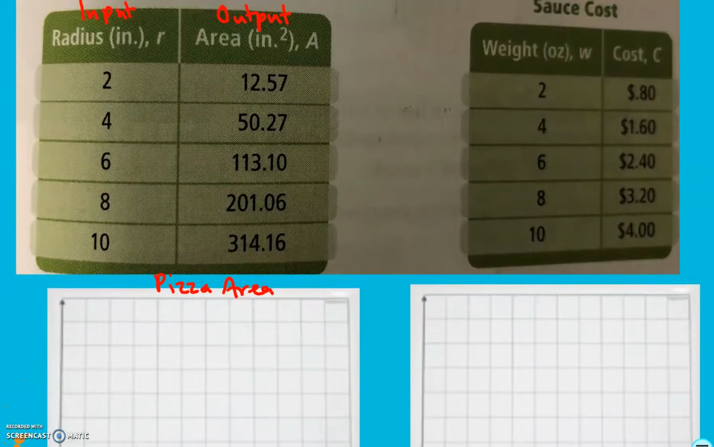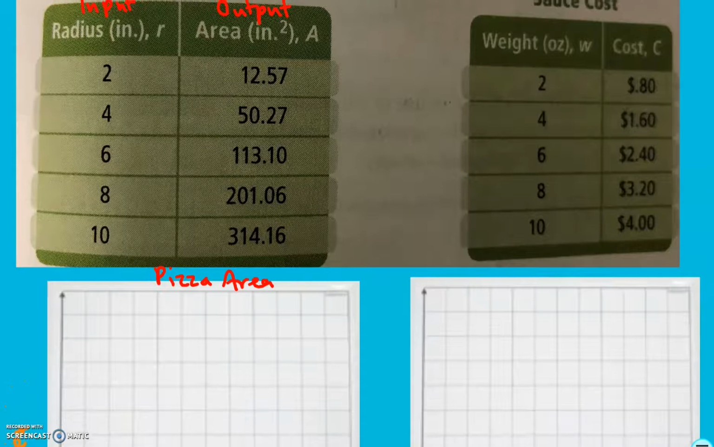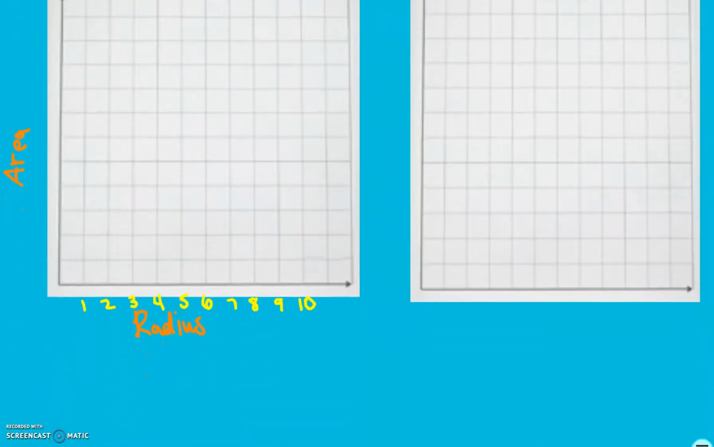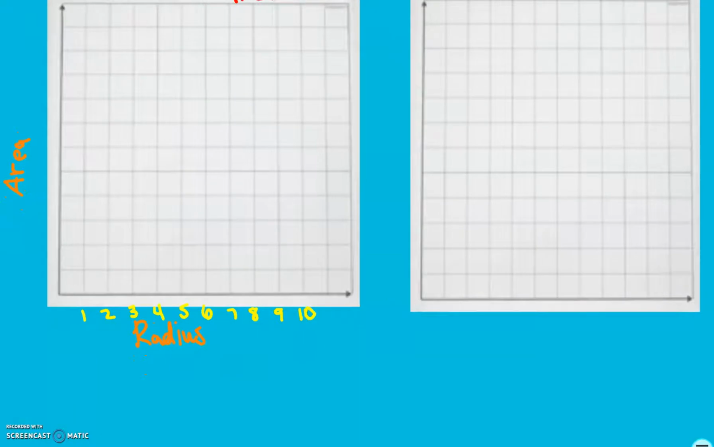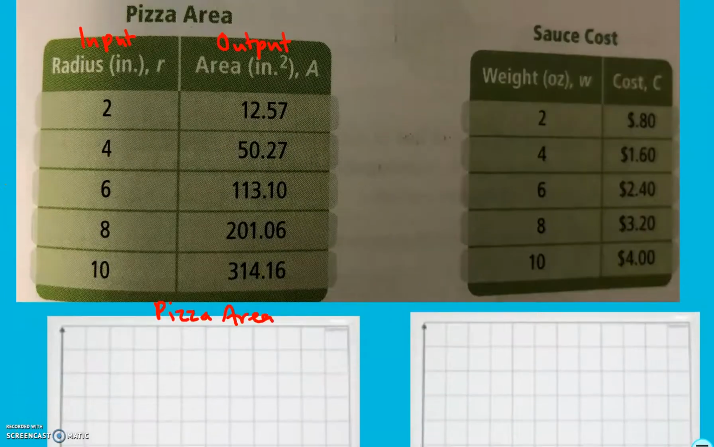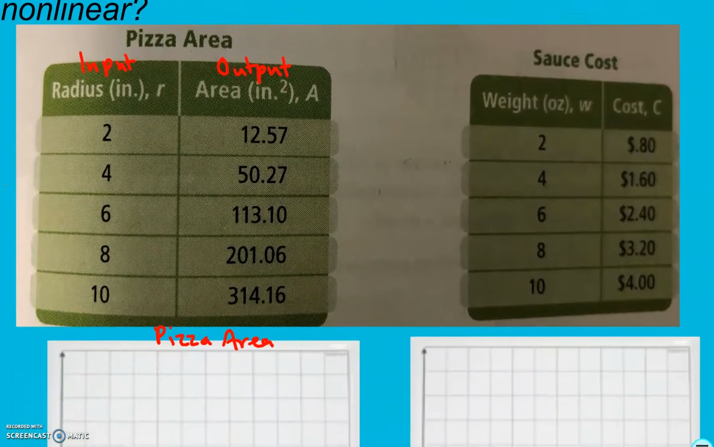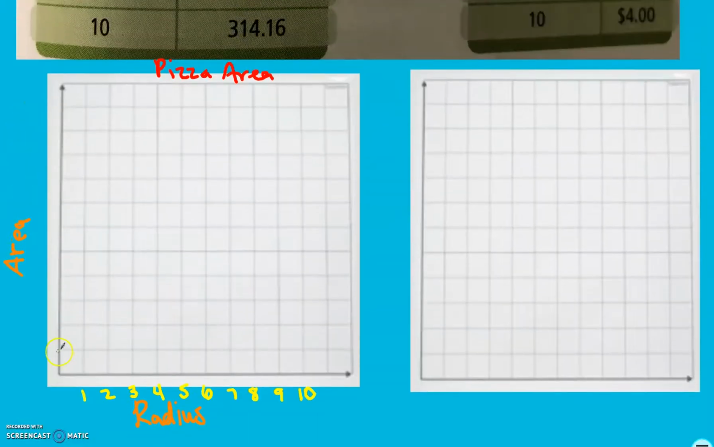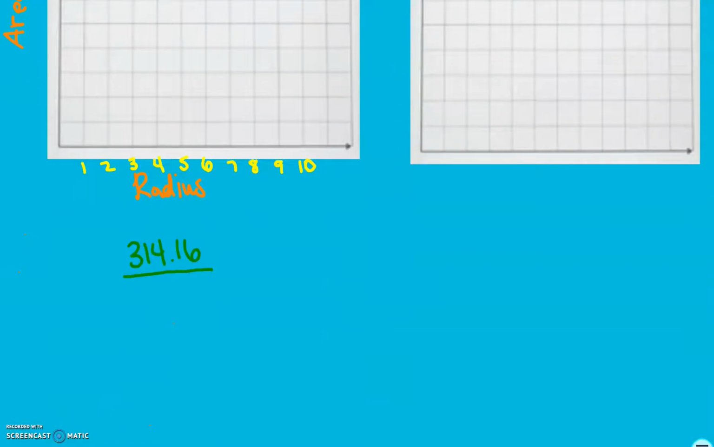If I look here, though, for my area, I go all the way up to 314. So I can't just go by 1s, can't go by 2s. I need to figure out what I'm going to go by. So I take how far I need to go, which is at least 314. I divide by how many places I have. Here I have 1, 2, 3, 4, 5, 6, 7, 8, 9, 10, 11, 12.